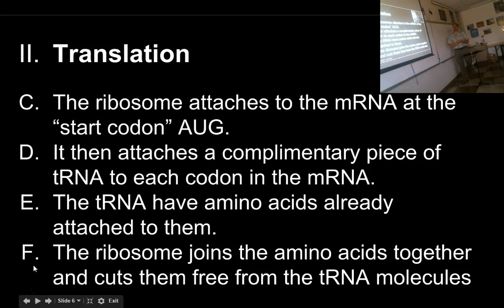Okay, translation. The ribosome, for the sake of time, I'm going to keep talking. The ribosome attaches to the messenger RNA at the start codon, at AUG. It then attaches a complementary piece of tRNA to each codon in the mRNA. So you'll see a picture in a minute.